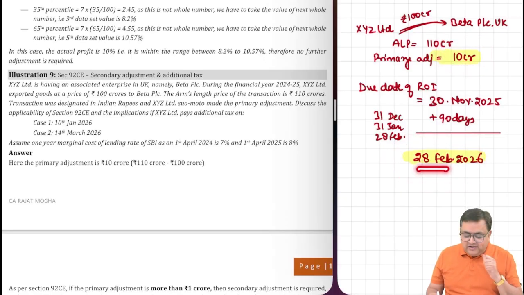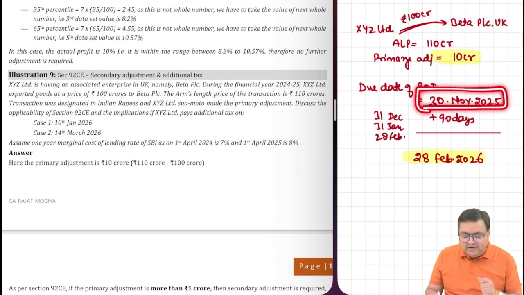From which date will we start? From the due date of ROI. From the very beginning, we will start your interest, till the time you don't pay the taxes. So till the date of payment of taxes, we will calculate your interest.